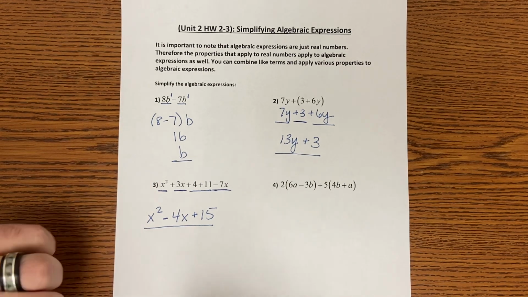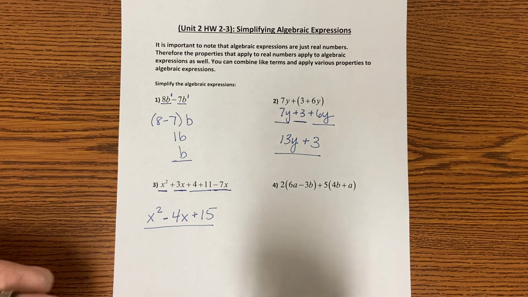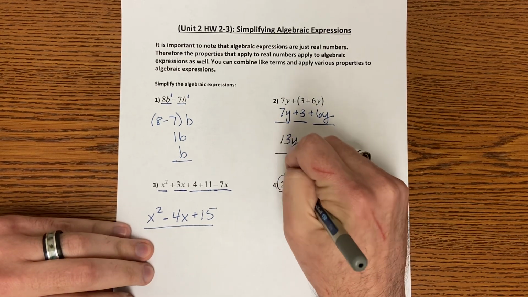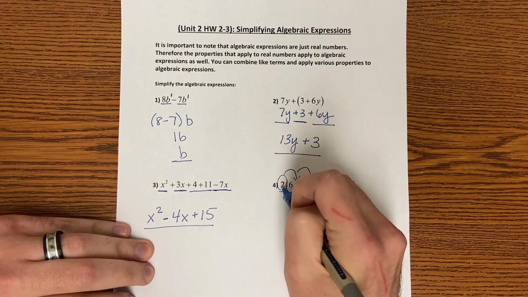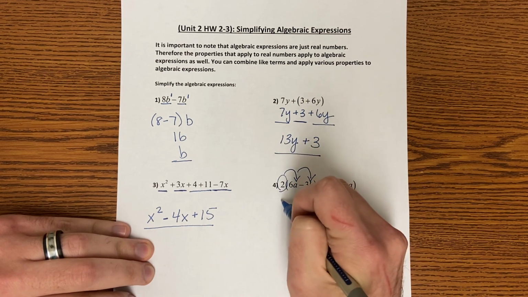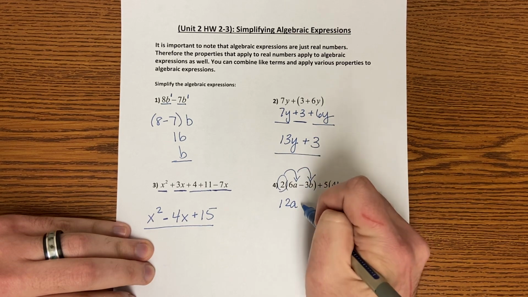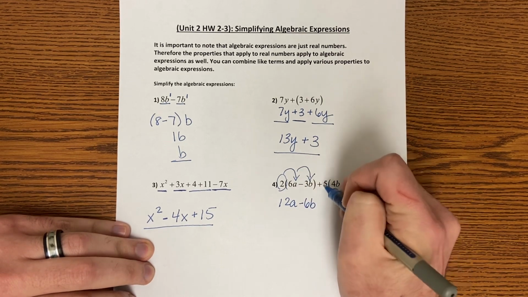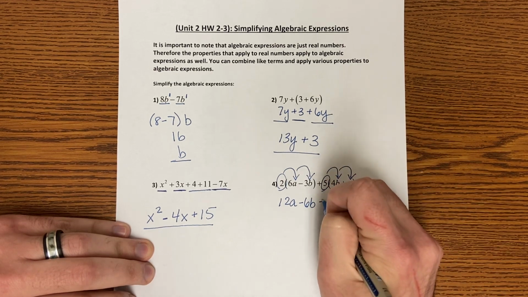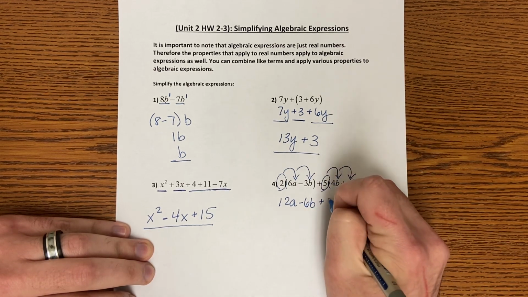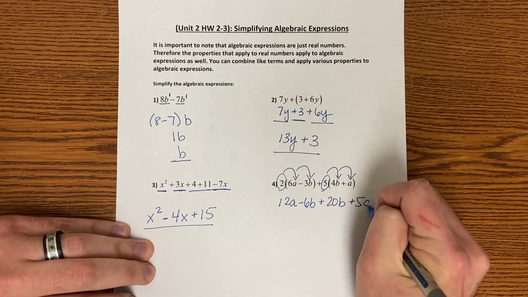Now, sometimes you also have to distribute, get things out of their parentheses before you can combine. So when you see a number and then multiple terms in a parentheses after it, go ahead and distribute. 2 times 6a is 12a. 2 times negative 3b is minus 6b. Similarly over here, 5 times 4b plus a. 5 times 4b is 20b. 5 times a is plus 5a.